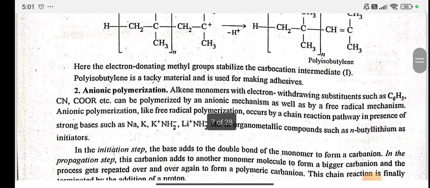Here, the electron donating methyl group stabilizes the carbocation intermediate. Polyisobutylene is a tacky material and is used for making adhesives.